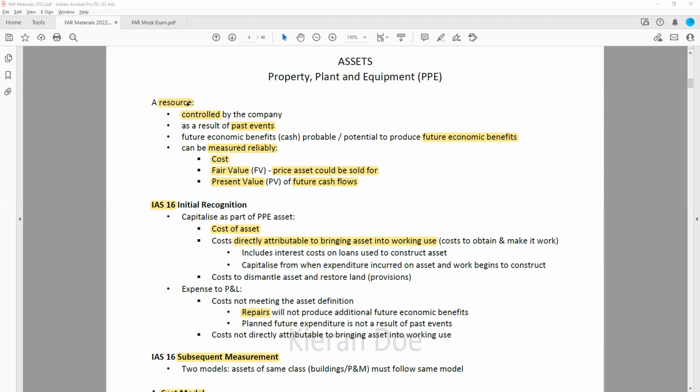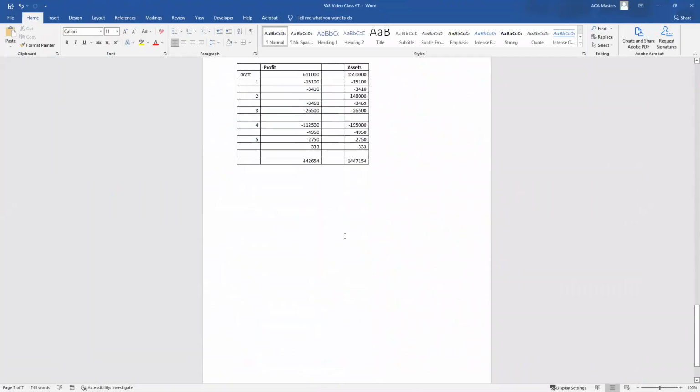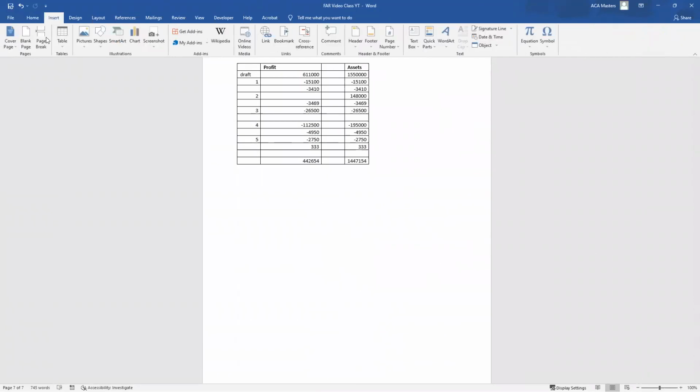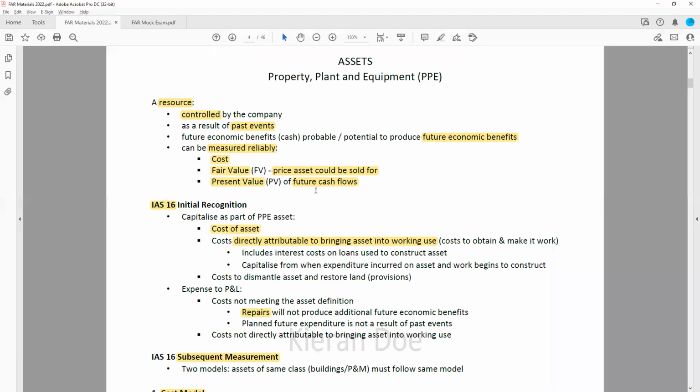But key points, definition of an asset: resource controlled, result of past events, future economic benefits, can be measured reliably. So that would always be the first bit I'd put down. I think, what's the first thing I know about assets? Well, if you think about assets, what's the key definition first of all? So I'd make sure that I could reproduce that. I'd keep testing myself so I could memorize those key points and reproduce them first of all.